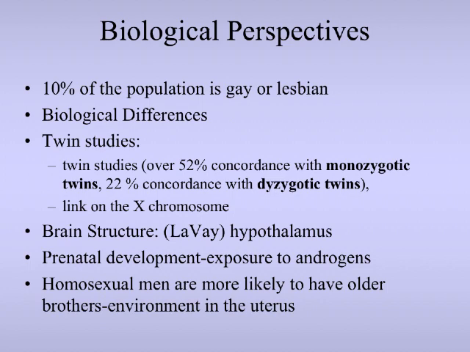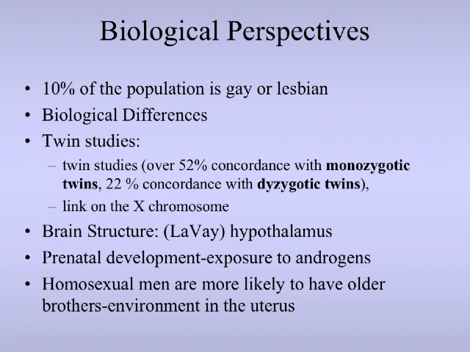A main area of research has included twin studies. So we've discussed twin studies off and on throughout the course. These are monozygotic and dizygotic twins, so identical twins and fraternal twins that have been separated at birth. So it allows us to take a look at how genes might be influencing behavior. In twin studies, we find just over 52% concordance with monozygotic twins. So in other words, if one twin is gay, there's an over 50% likelihood the other one will also be gay, while we only see about a 22% concordance with dizygotic twins.